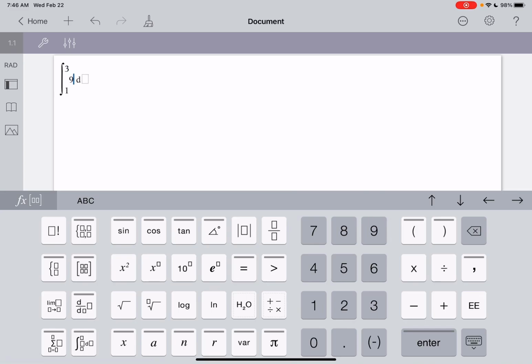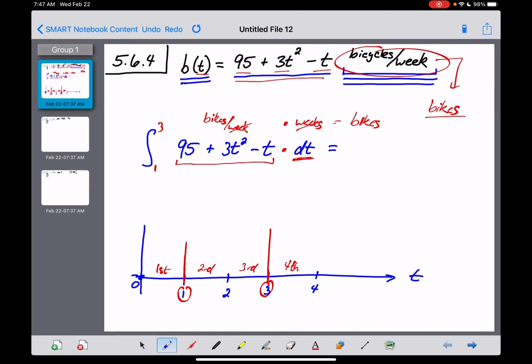And our integrand is going to be a 95 and then a plus 3t, let's see, I can get to a t. There we go, 3t squared. And then a minus t at the end of all that. Of course, you could just use an x if you wanted to, but this will work. And we're integrating all that with respect to that same variable, t. And when we hit enter, that gets us 212. And I believe that's going to be our answer to this problem. So 212 total bicycles is what's going to be produced within this 2-week window in problem number 4.